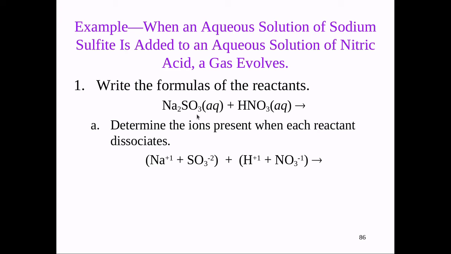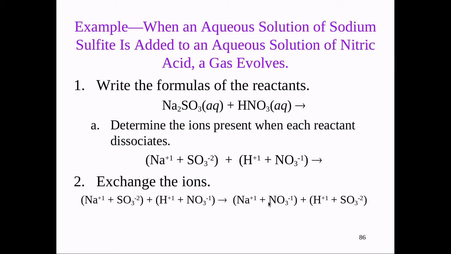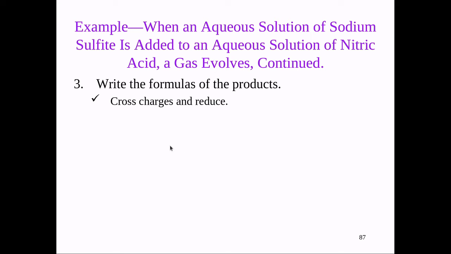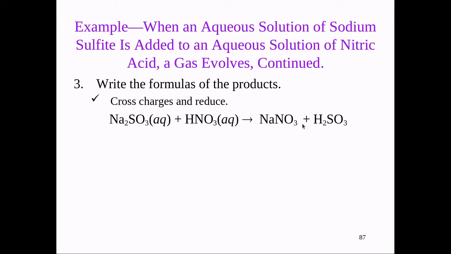I can see that we have our SO3 in here, so I know that that's going to play in the end. So we'll start off by determining the ions present when each reactant dissociates. So we dissociate these guys and we dissociate this guy. Then we exchange the ions as we've been doing. And then we're going to write the formula of the products. Remember to cross our charges, make sure that we have a neutral species. When we do that, we get sodium nitrate and H2SO3.